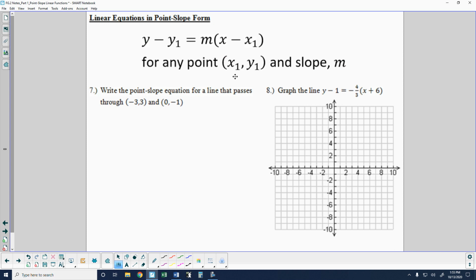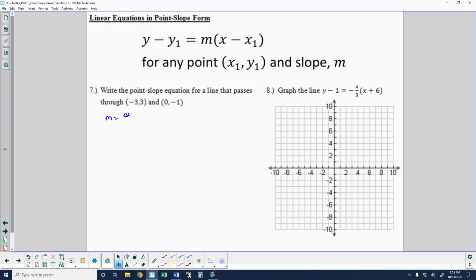So in problem 7, it says write the point slope equation for a line that passes through -3, 3 and 0, -1. So for point slope form, again, we need a point. We have 2, and we need the slope. It does not give us the slope. But remember, we know how to find slope.